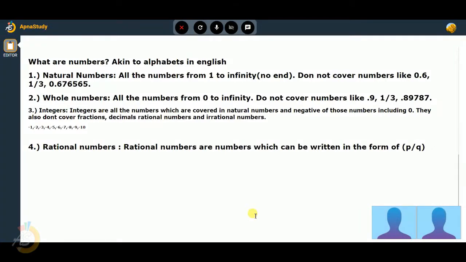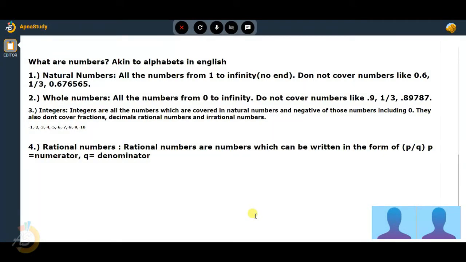So we were discussing rational numbers. So rational numbers are numbers which can be written in the form of P upon Q, which means P is the numerator and Q is the denominator. P upon Q basically reminds us of the fraction we have studied in school. For example, 1 upon 2, 1 upon 3. These are all rational numbers.